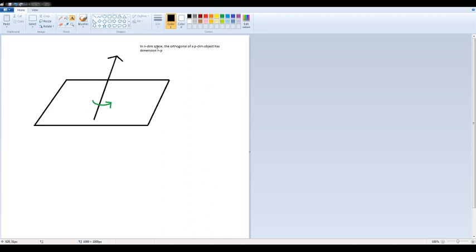However, in four-dimensional space, the orthogonal of a two-dimensional object, a plane, has dimension 4 minus 2, which is 2. So, the orthogonal of a plane in four-dimensional space is another plane, not a vector. And in fact, if you think about it, our rotation is not around an axis, but onto a plane. Everything that is supported by the plane describes the movement, and everything that is in the origin of the plane does not move. That's what it means. It's a matter of projection.